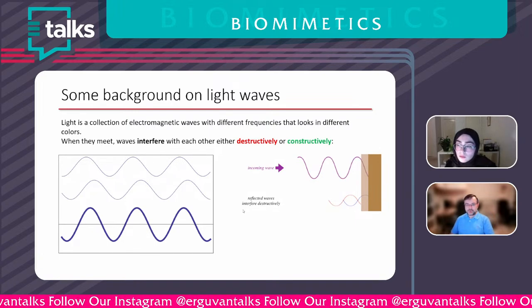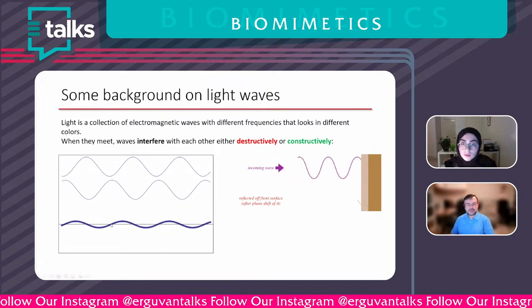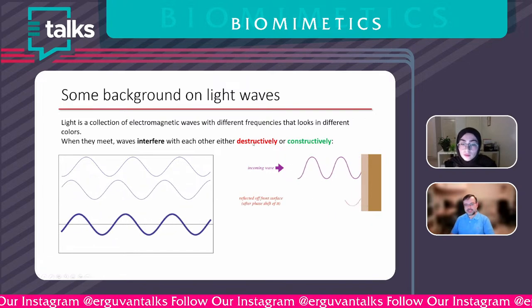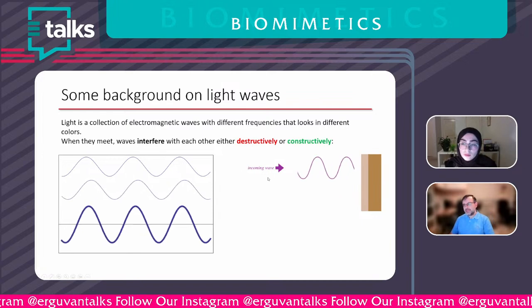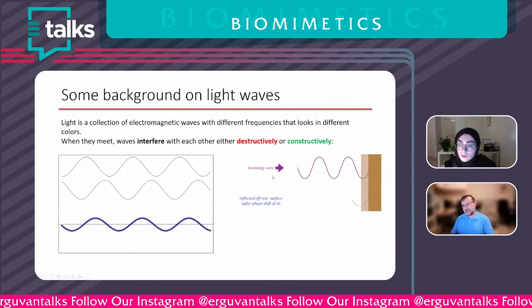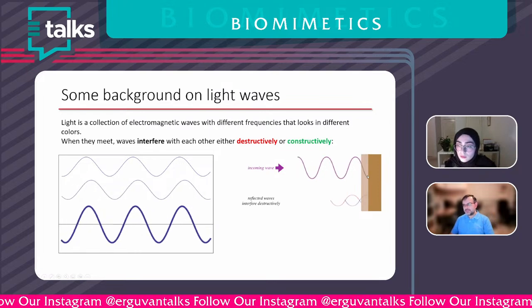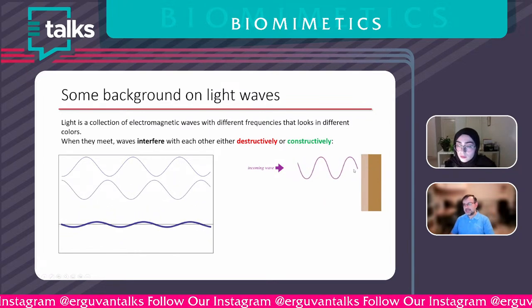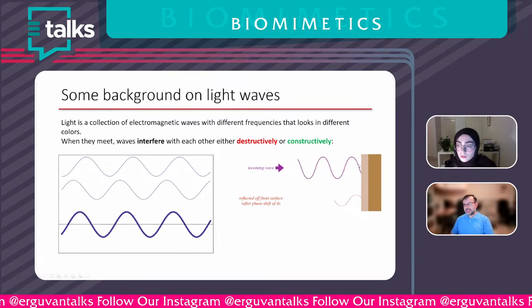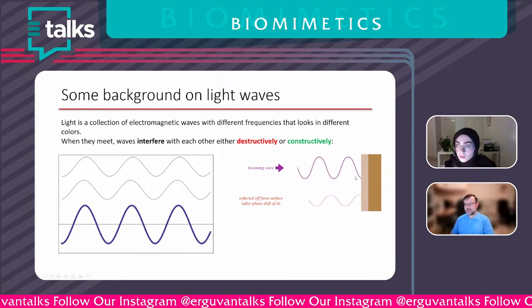And if you don't have anything, it means you don't see that color at all. When it's completely destructive, you don't see that color. So this is one thing, the first step. The second thing is when a wave hits a surface and it's reflected back, the maxima and minima change their place. So it's called the phase change.